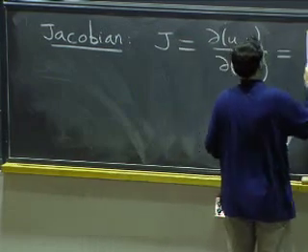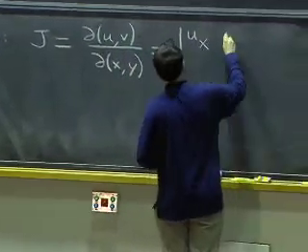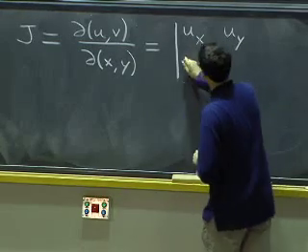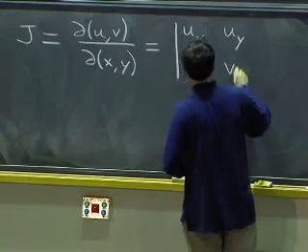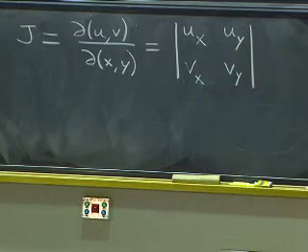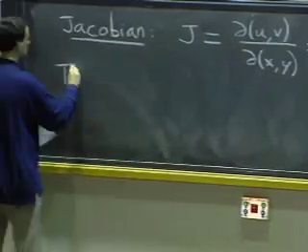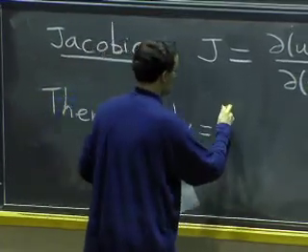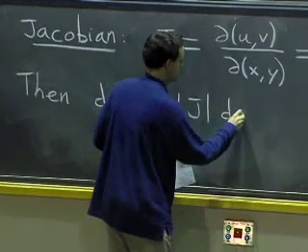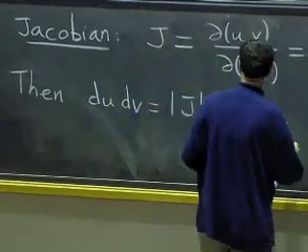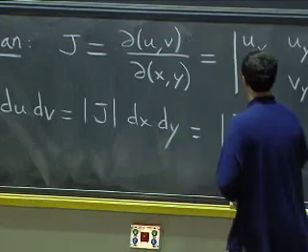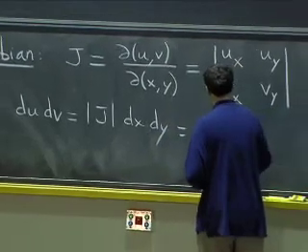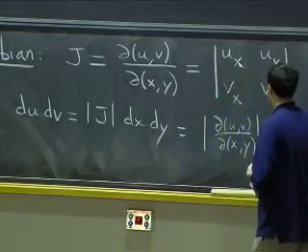So it's the determinant of a matrix: u sub x, u sub y, v sub x, v sub y. The matrix that I had up there. Okay, and what we need to know is that du dv is equal to the absolute value of J dx dy. Or if you prefer to see it in the easier to remember version, it's the absolute value of partial of uv over partial xy, dx dy.